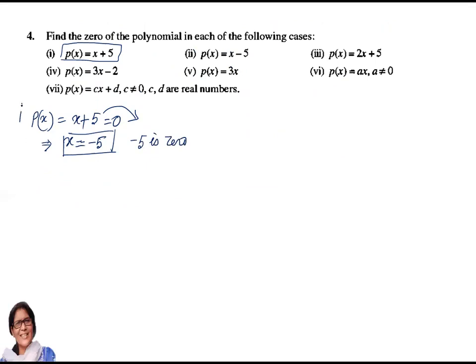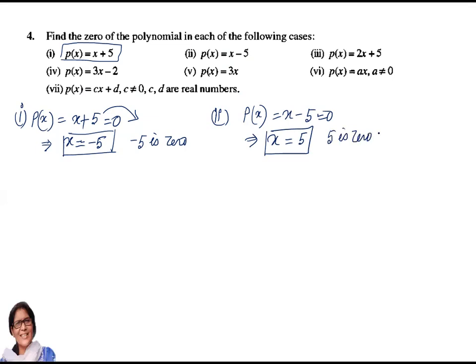ये हो गया फर्स्ट पार्ट. कमिंग टू सेकेंड पार्ट. इसको भी ऐसे करेंगे. क्या है? p(x) = x minus 5 is 0. तो x का वैल्यू क्या आएगा? x इक्वल टू 5 आ रहा है, तो क्या लिखेंगे? 5 is 0 of p(x) is equal to x minus 5.